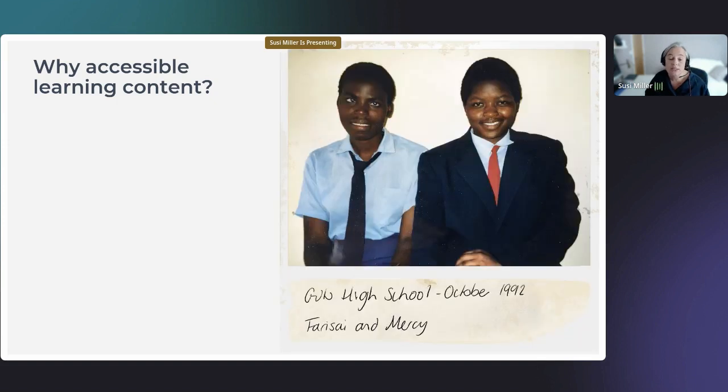So soon after I started teaching her, I realized that having to rely on Mercy to read out her literature text was actually holding Farisai back. Because she didn't have access to assistive technology at the time, we managed to get Farisai's literature texts in Braille. And the autonomy and the independence in her learning that this gave Farisai had a huge impact on me. She went on to pass her A-level and eventually trained to be a teacher herself.